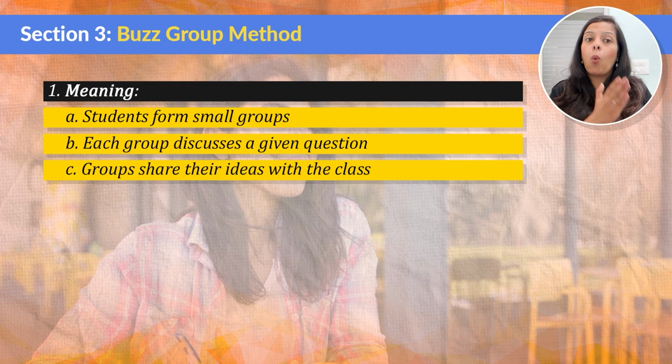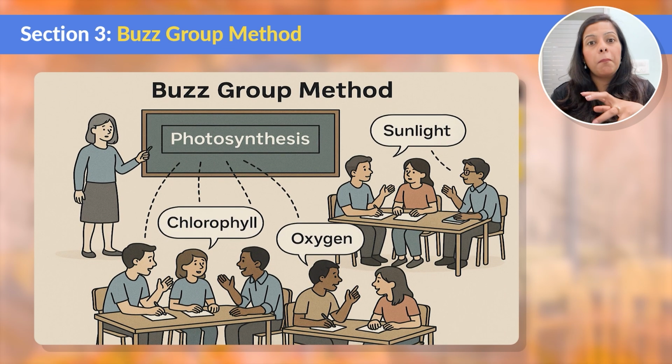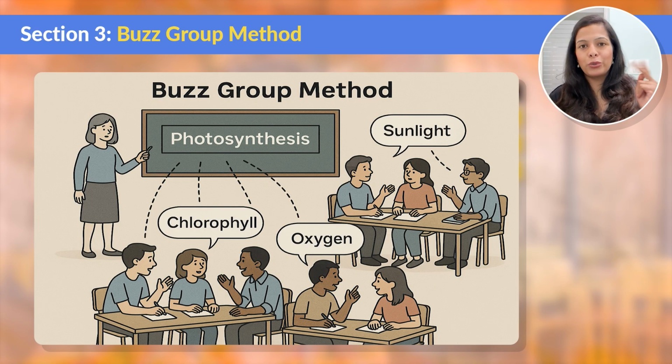This way, even quieter students get a chance to contribute and the class benefits from multiple viewpoints in a short span of time. For example, we talked about science; now let's take an example from biology. Imagine a biology class where the teacher wants students to understand how photosynthesis works. She divides the class into two groups. One group talks about sunlight's role and the other group discusses the involvement of chlorophyll.